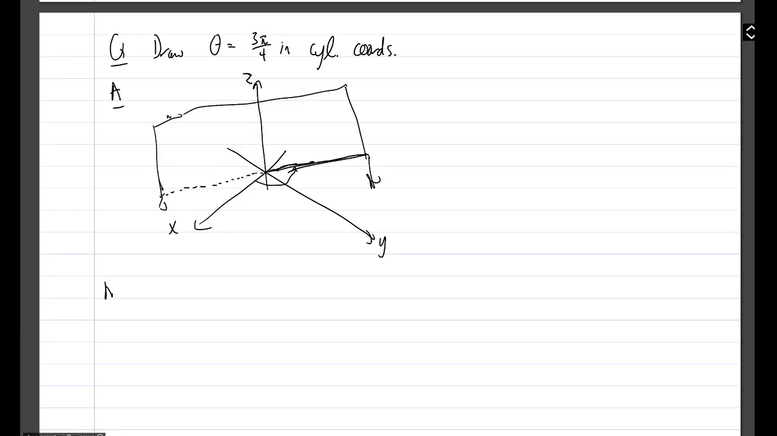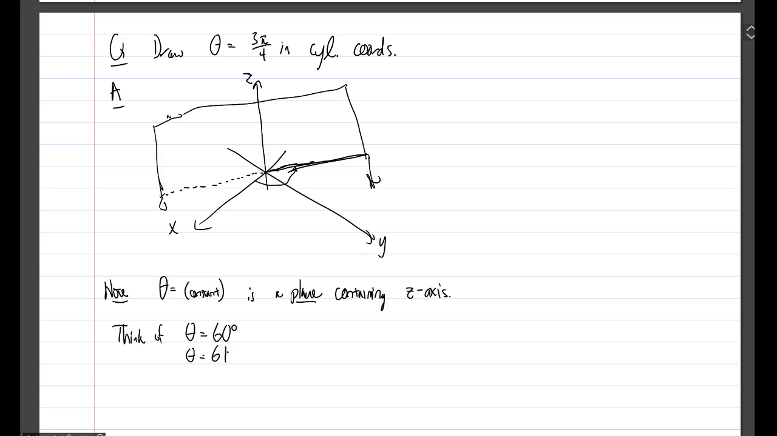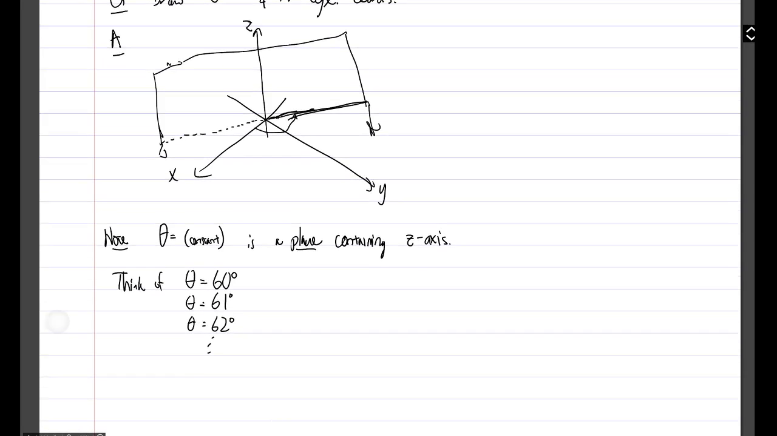I think this is a good time to just notice that if you have theta is equal to a constant in cylindrical coordinates, this is a plane containing the z-axis. I'll switch to degree mode here for a second because I think it'll be a little easier to describe. Think of theta equals 60 degrees, and then the graph of theta is equal to 61 degrees, and the graph of theta is equal to 62 degrees, and so on, like a rotating door.